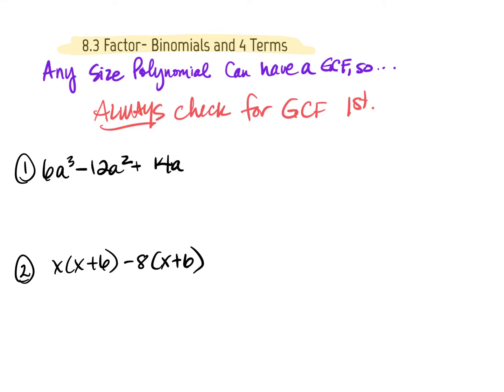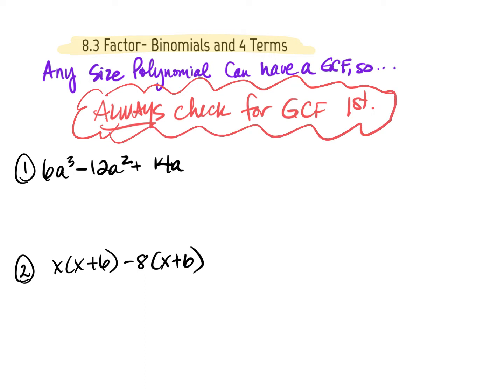All right, in 8.3, we're going to be factoring, and we're going to factor binomials and four-termed equations. Now, any size polynomial can have a GCF, and that's going to be the foundation of what we're going to use to factor binomials and the four terms. So you always want to check for a GCF first, always. That is your go-to step. Then some of these formulas I will give you will work, but you always want to check that first.